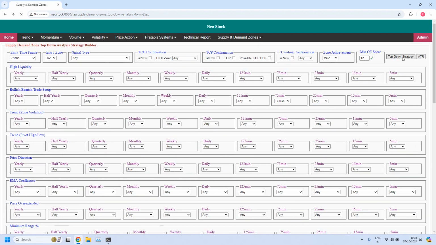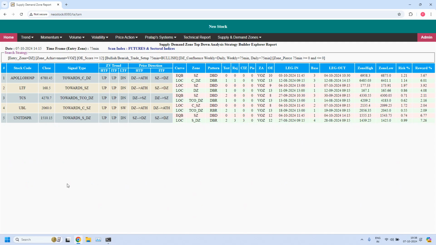Now let's verify. 5 stocks are filtered. All these 5 stocks are having LTF, ITF, HTF confluence. That means the 75 minutes demand zone is part of the daily demand zone, both together again part of the weekly demand zone. And the weekly trend is up in all the 5 stocks. If any of these stocks are having weekly EMA confluence, it's a high probability setup.